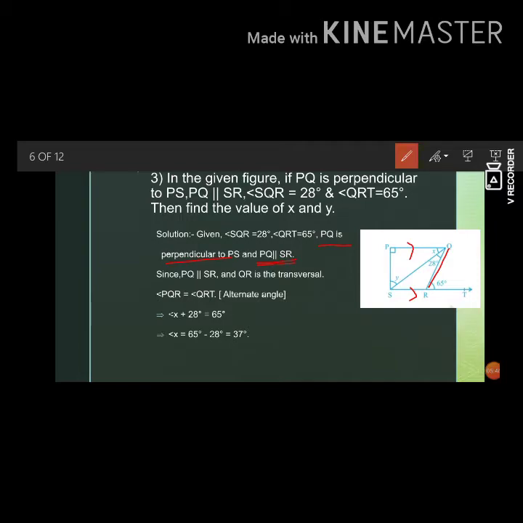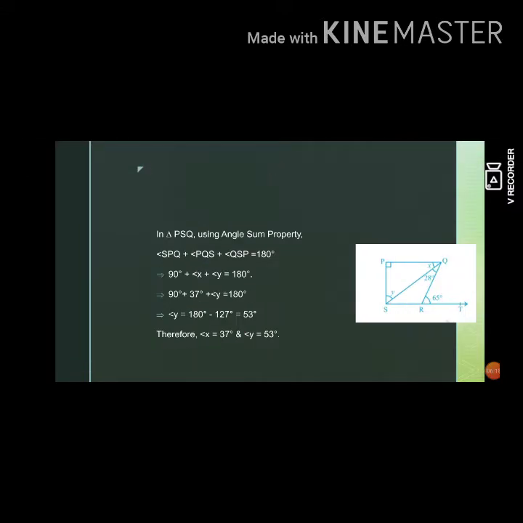So we can say angle PQR is equal to angle QRT by alternate angles. So in our angle PQR we have X plus 28 degrees and angle QRT is equal to 65 degrees. So substituting the values and solving for X, we get X is equal to 65 degrees minus 28 degrees, that is 37 degrees. So our angle X is 37 degrees. Now we need to find angle Y.